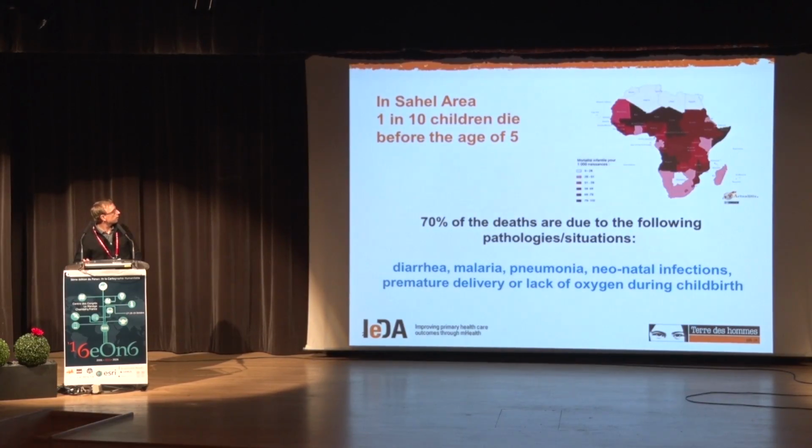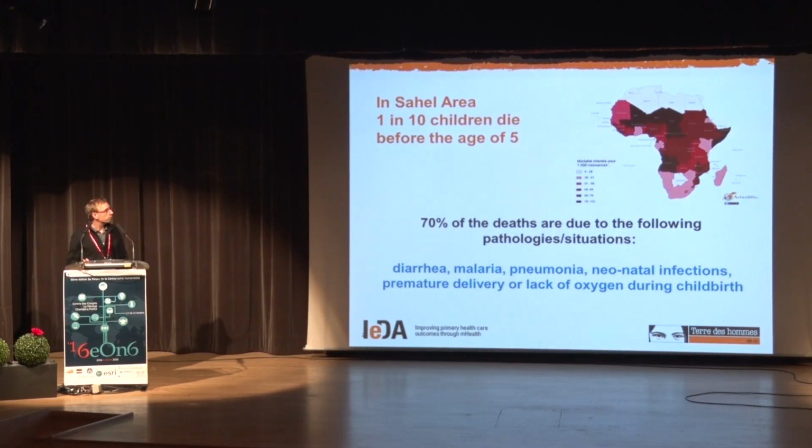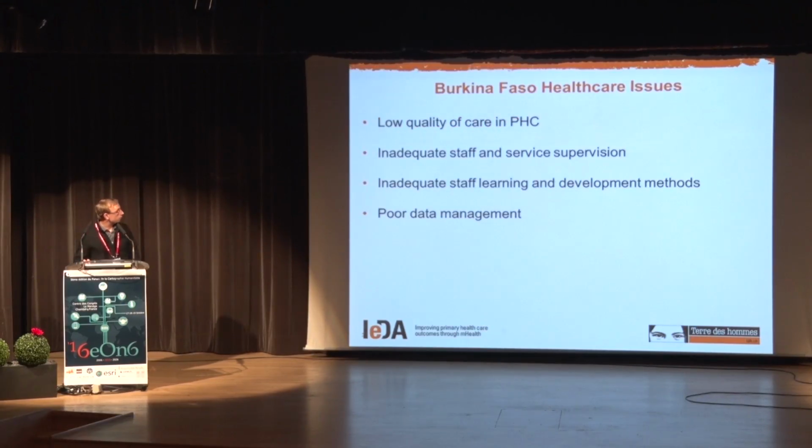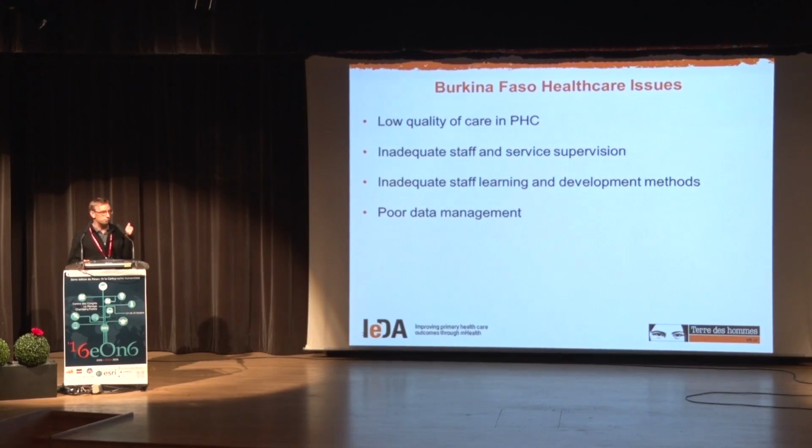The objective of YEDA is, no, not the objective, but the situation where we are implementing YEDA is in the Sahel area. We have around 10% of children who are dying before the age of 5. And the reason why these children are dying is mostly due to pathologies that could be simply treated, like diarrhea, malaria, pneumonia, these kind of things. Some of the reasons that were identified why there are so many children dying from these simple diseases is because we have a low quality of care in primary health centers within Burkina Faso.